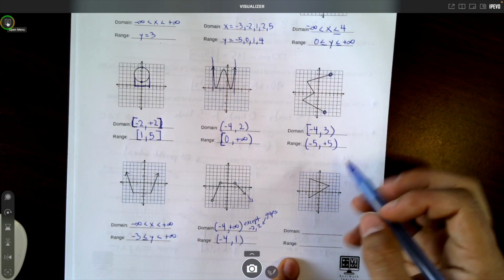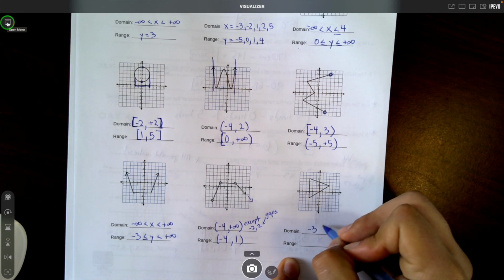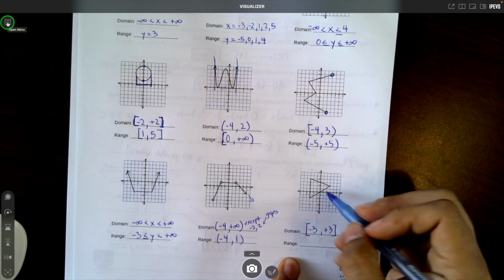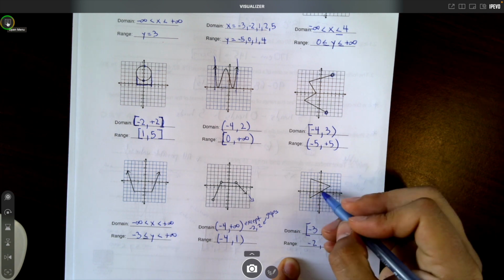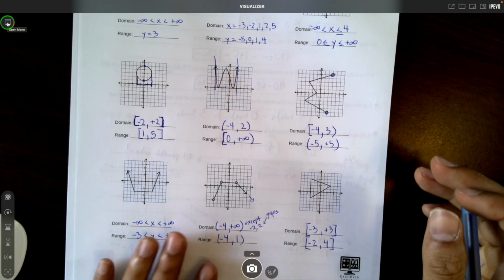And this one over here, domain, the most it goes to the left is negative 3. The most it goes to the right is positive 3. These are included. The lowest point is negative 2. The highest point is positive 4, and these are included. So hopefully these make sense. If they don't, make sure you guys ask me for help.